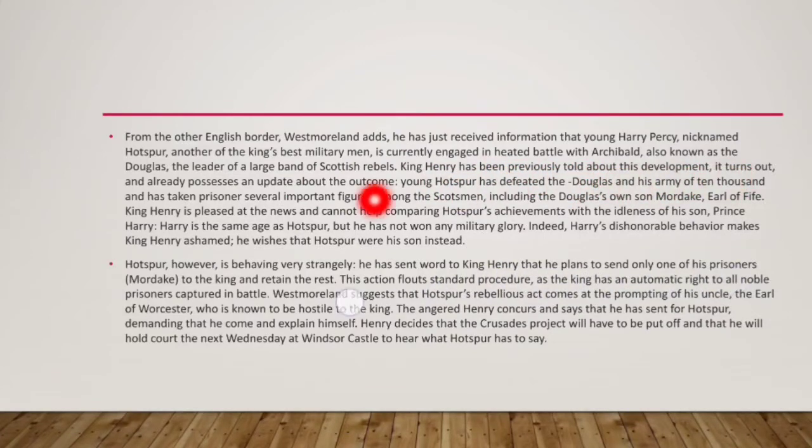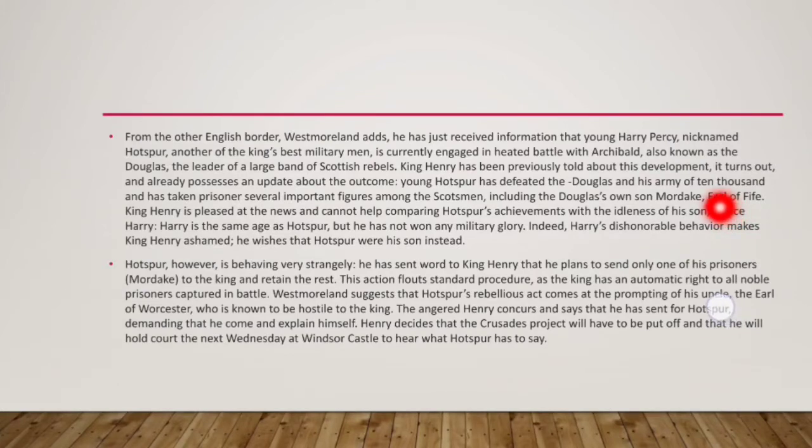It turns out that he already possesses an update about the outcome. Young Hotspur has defeated the Douglas and his army of 10,000 and taken prisoner several important figures among the Scotsmen, including Douglas's own son Mordick, Earl of Fife. So the king says that he already knows about this particular incident.